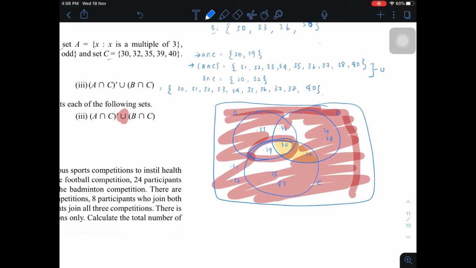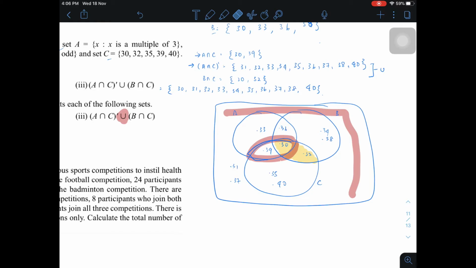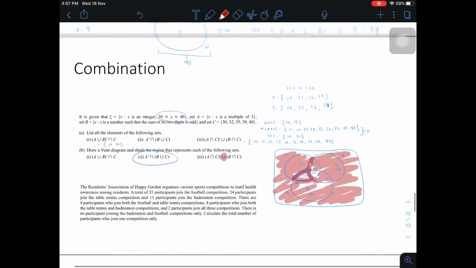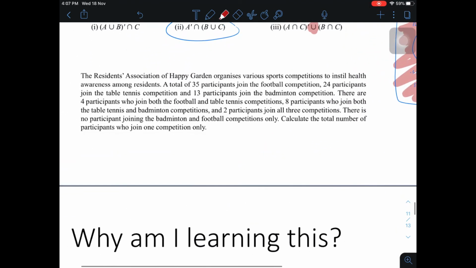So if you look clearly, our answer will be this. Everything outside except just the part that I outlined here just now, except 39. Okay, so that's for representation, visualization. Okay, so we'll do one last question.